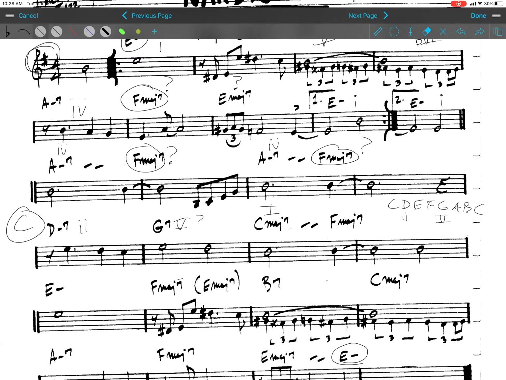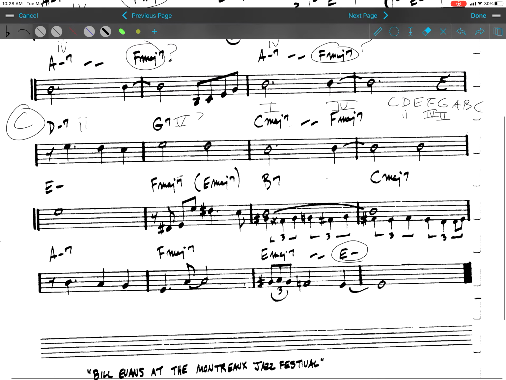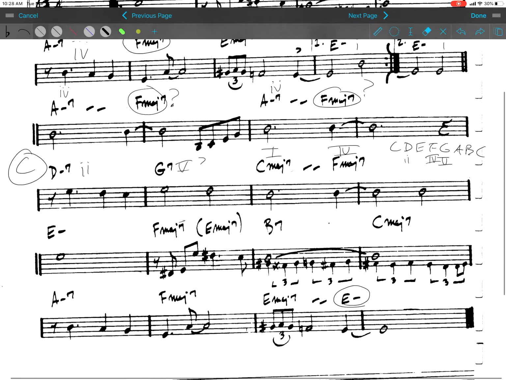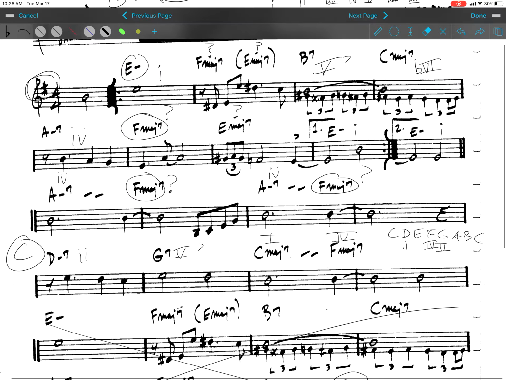Which means this F major kind of makes sense now as 4. So this is our 4 chord in the key of C. And 4 sounds great. 4 is a great thing to go to, okay? If we look down here at these last 2 lines, it's the same exact thing as the first 2 lines. So I don't really care about analyzing these. I'm going to ignore them.